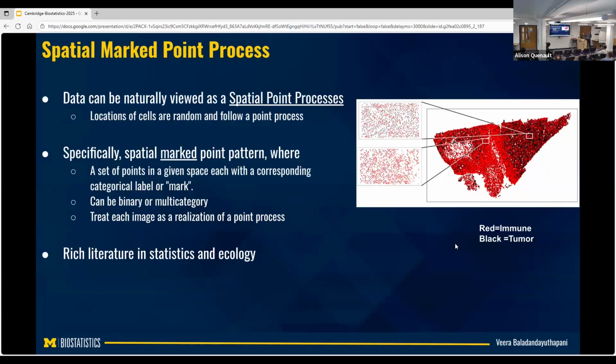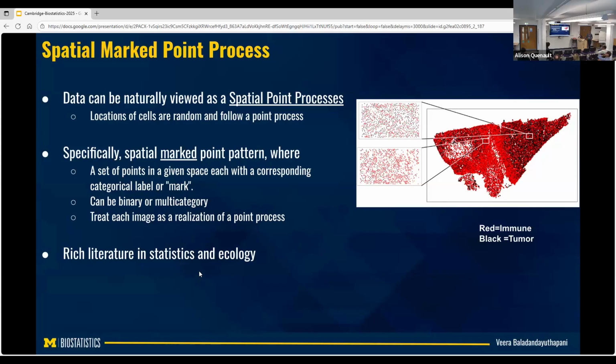this is not a new problem. Ecologists have thought about this a lot, like geology. It's a spatial marked point process. What is a marked point process? It's a random point cloud. And the mark comes from the fact that each of these spots is either red or black, depending on whether it is immune. In this case it's binary, but it can be multi-category also. You can have 3 types of cells, 4 types of cells. That will be in the multiplex imaging when I come to it. So essentially, you can treat each image as a realization of this process.